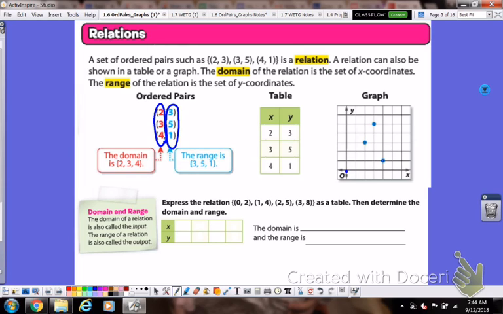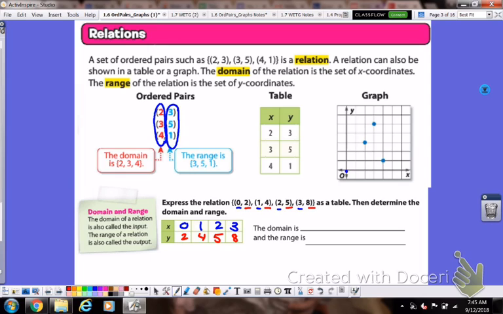Now we want to express the relation (0, 2), (1, 4), (2, 5), (3, 8) as a table. Then determine the domain and range. So if we check out our x values, this time we're going horizontally instead of vertically. We're just going to fill in 0, 1, 2, and 3, because those are our x values. Remember, your x coordinates come first in your ordered pairs. And then our y values would be 2, 4, 5, and 8.